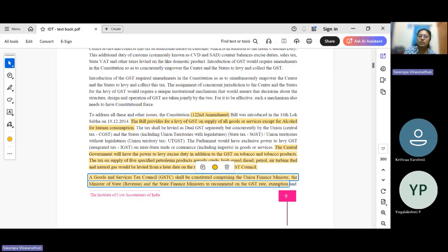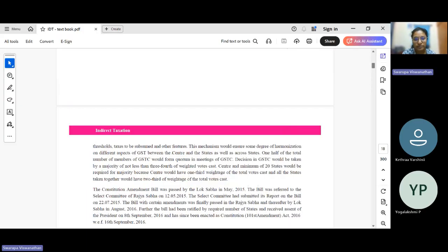The GST Council consists of the Union Finance Minister, the Minister of State, and state ministers, to recommend on the GST rate.